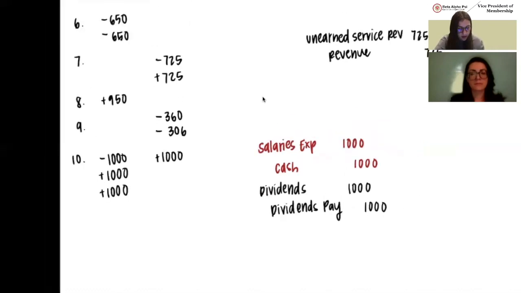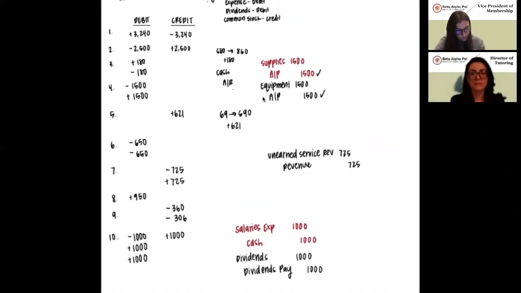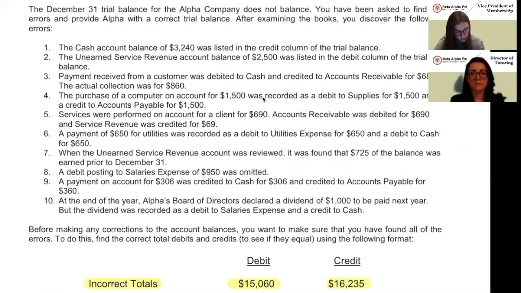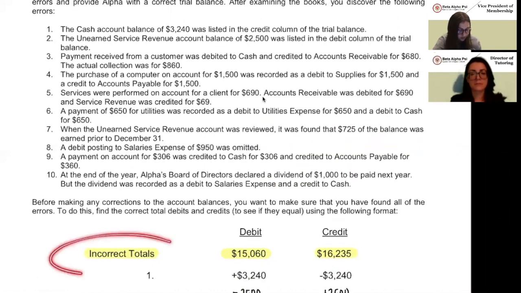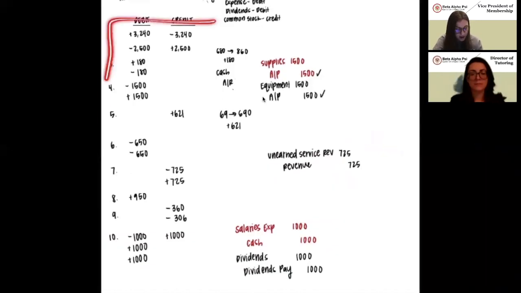So now that you have all of your errors fixed, you take your incorrect totals and you add and subtract all of these things on your debit and your credit side. So you take your debit number and your credit number, and you add and subtract all these things, and then you should now have matching numbers on your debit and your credit side.